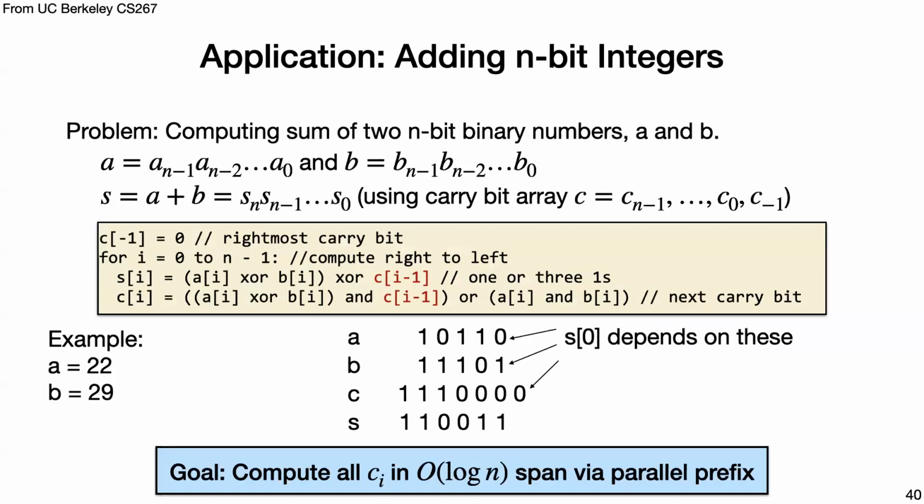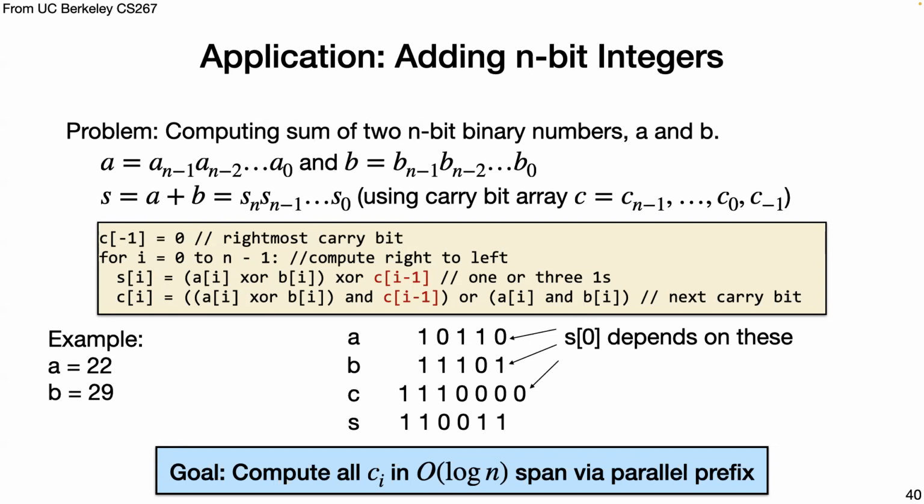Okay. Another way that you can use parallel prefix is in adding n-bit integers. So we have two n-bit binary numbers, a and b, which are just the bits a sub n-1 down to a sub 0, and b is the same. And you have s equals a plus b, which has one more bit than a and b because you might have a carryover. Then you have a side carry bit array, c, from c sub n-1 down to c sub -1, where this is whether you had a carry from the summation of a and b.